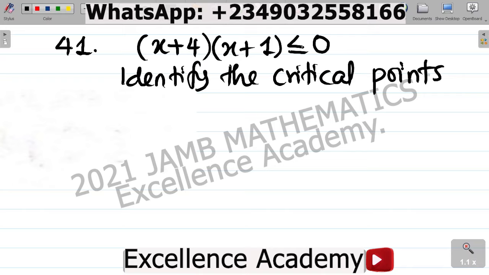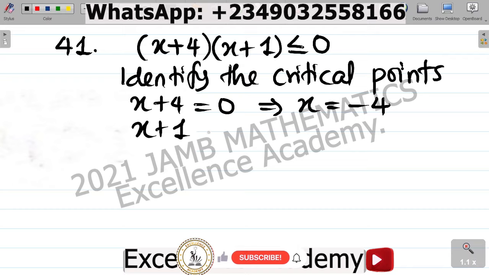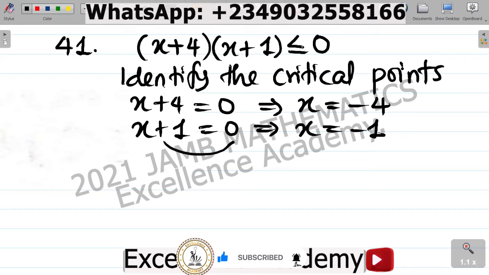And how do you get critical points? Simply take this term in the bracket, which is x plus 4, and equate it to 0. If you do this, you have that x is equal to minus 4. That's the first task. Take the second term in the bracket, which is x plus 1, equate it to 0. And if you solve this, you have that x is equal to minus 1. Just move 1 over here, it becomes minus 1.